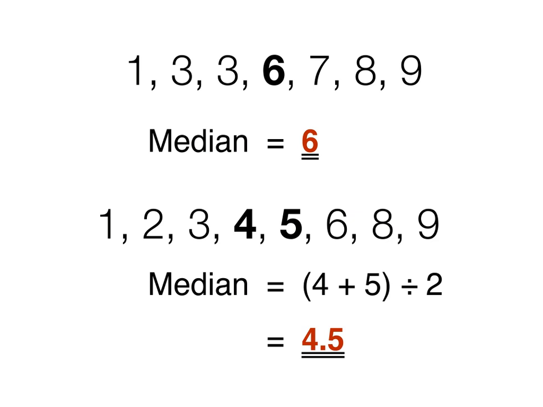If there is an even number of observations, then there is no single middle value. The median is then usually defined to be the mean of the two middle values. For example, in the data set 1, 2, 3, 4, 5, 6, 8, 9, the median is the mean of the middle two numbers. This is (4 + 5)/2, which is 4.5. In more technical terms, this interprets the median as the fully trimmed mid-range.